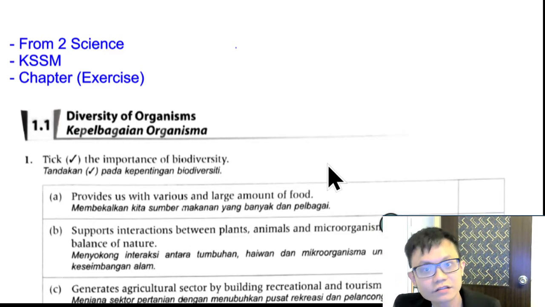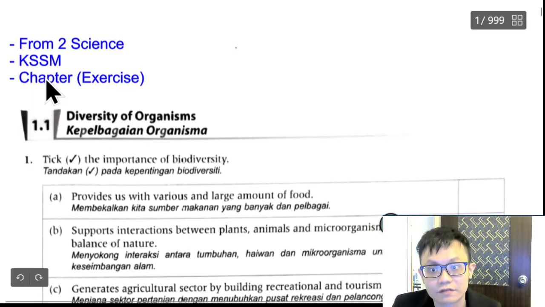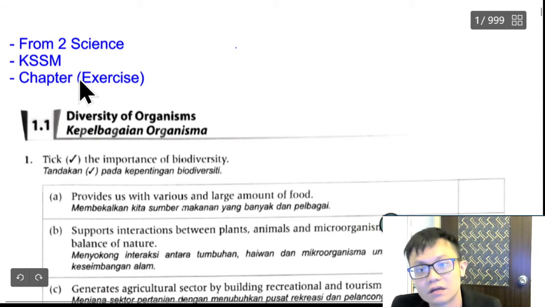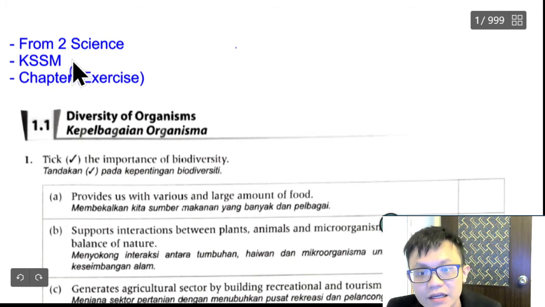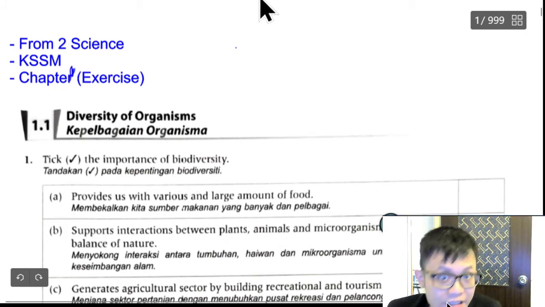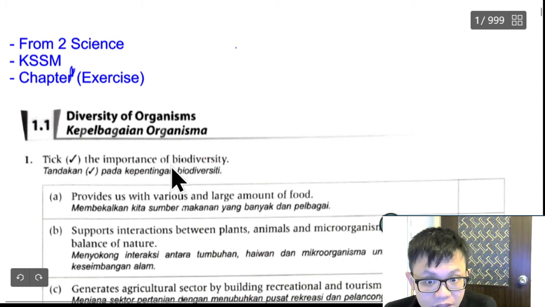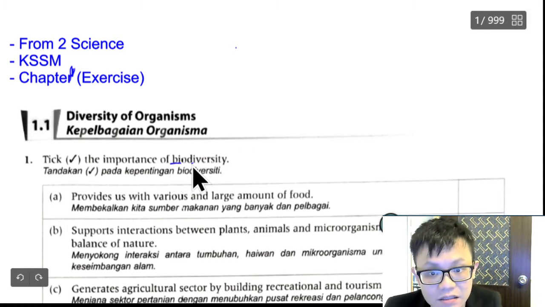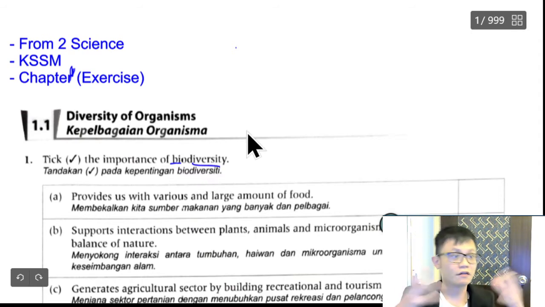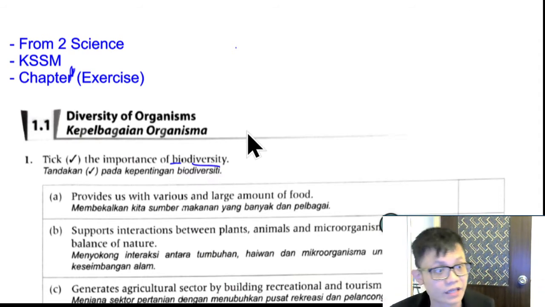Okay, hi students. So today we want to learn about Form 2 Science Chapter 1. So this is about Chapter 1. And let us start with this question, okay? We already know what is biodiversity, correct or not? Because bio means living thing and diversity means a lot of type, okay? Classification of a lot of type.